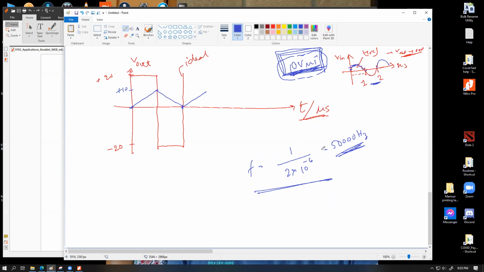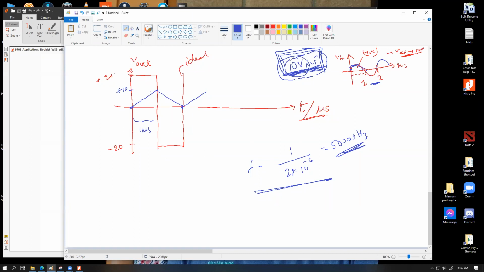Sir, why does it only rise to 10 volts? Because this time duration is 1 microsecond. It can only make a maximum change of 10 volt within 1 microsecond.